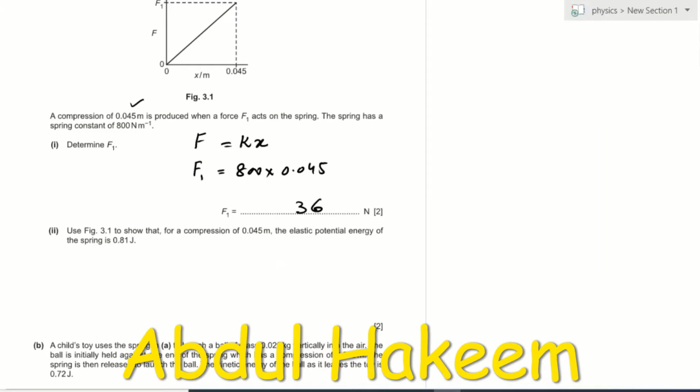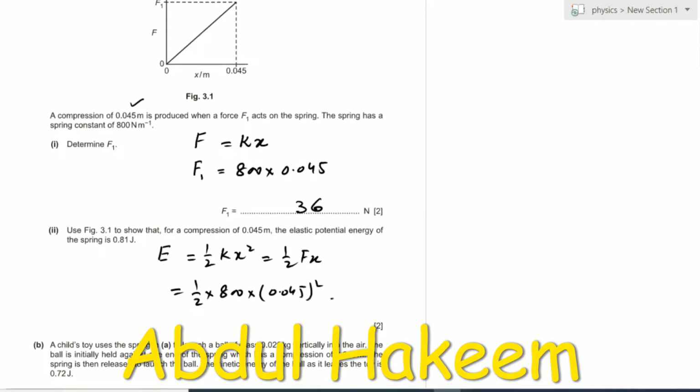Use the figure to show that for the compression of 0.045 meter, the elastic potential energy, look, the energy stored in the spring, is the area under the graph. So energy is equal to either calculating the area, or we can write 1 by 2 kx square, or 1 by 2 Fx. It's up to you. So 1 by 2, the k is 800, and the extension is 0.045 square. So you will get the same answer, 0.81 joule.